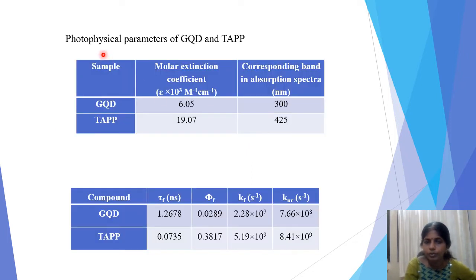And the corresponding photophysical parameters have been recorded, and the molar extinction coefficient of the two components has been shown over here, which corresponds to the parameter measured at the high intensity peak, and other photophysical parameters like lifetime, the quantum efficiency, and the radiative and non-radiative rate constants were also recorded.